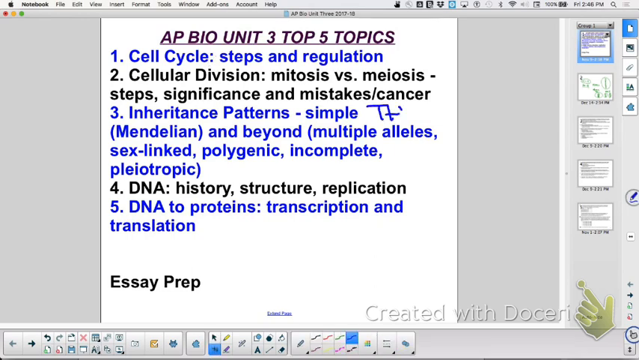Okay? And independent assortment, that's when we looked at something like if we had big T, big R, little r, you could get big T, big R, big T, little r, little t, big R, little t, little r, right? That's when we did FOIL. Okay. All right. So let's see what we did.